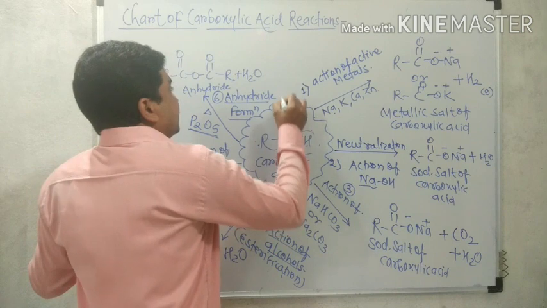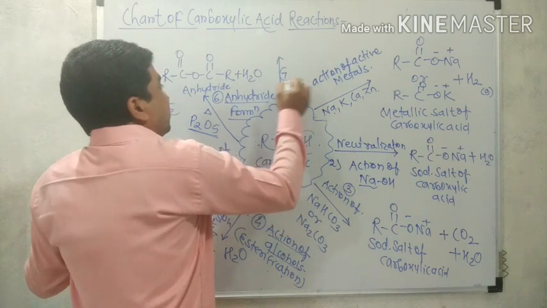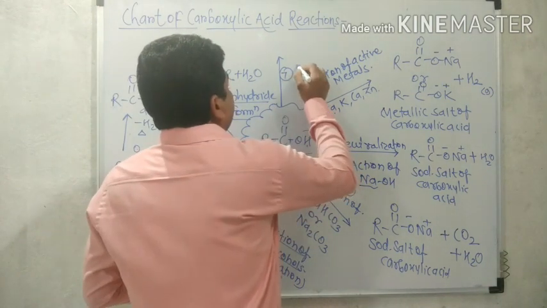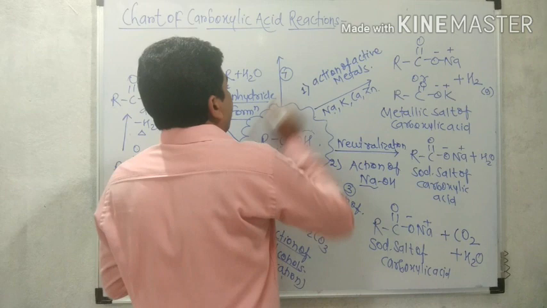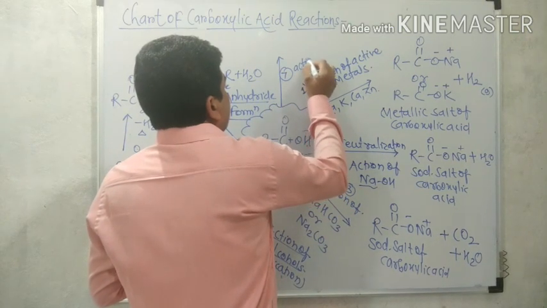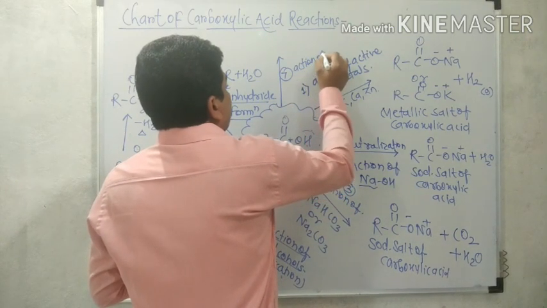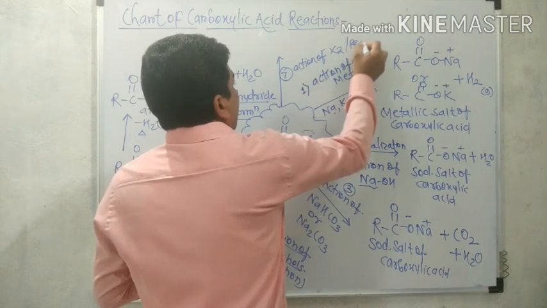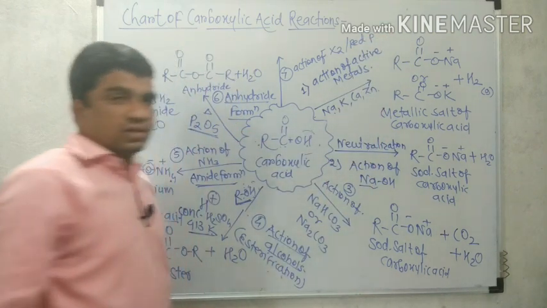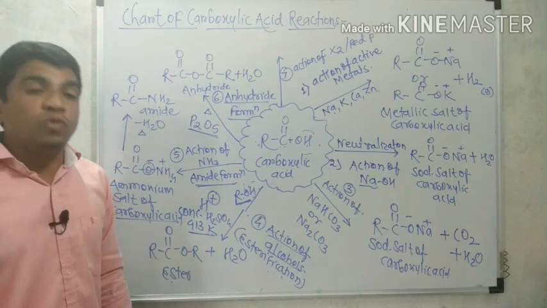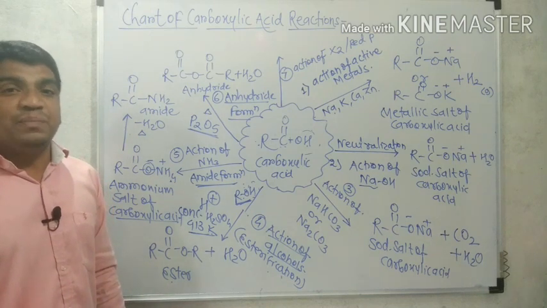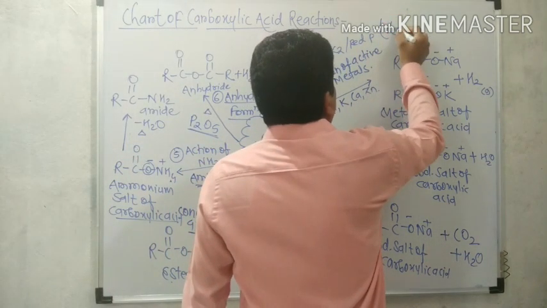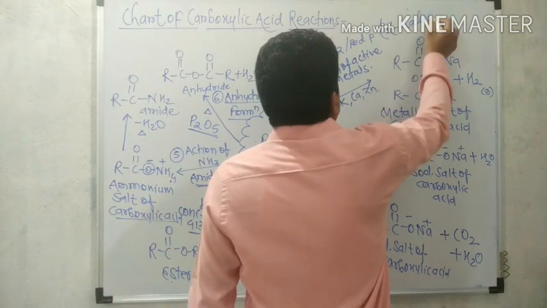Now the remaining reaction, reaction number 7, that is the action of halogen in the presence of red phosphorus. Action of halogens, like chlorine and bromine, in the presence of red phosphorus as catalyst. This reaction is also called alpha halogenation.